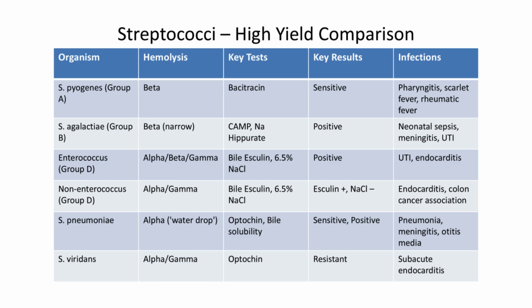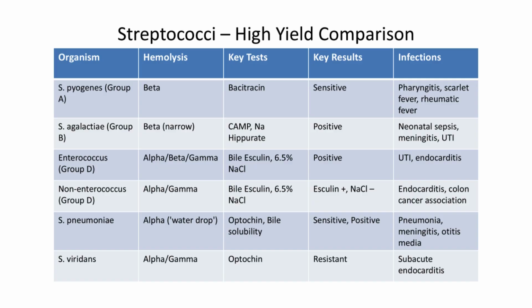Enterococcus species, part of group D, can be alpha, beta, or gamma hemolytic. They are positive for bile esculin and grow in 6.5% sodium chloride. They are resistant to bacitracin and optochin and negative for bile solubility. Enterococcus causes urinary tract infections and endocarditis and is often treated with an aminoglycoside plus penicillin.